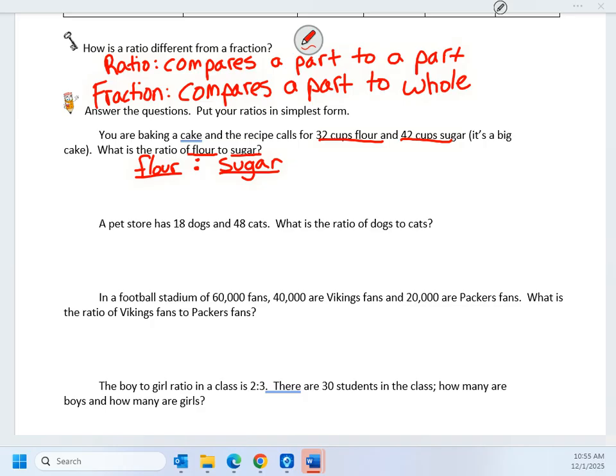Flour to sugar. I put my little ratio. You can write the word "to." I like the colons because it's just easy. It's just 2 dots. That's my go-to ratio that I use. You could use any of them.